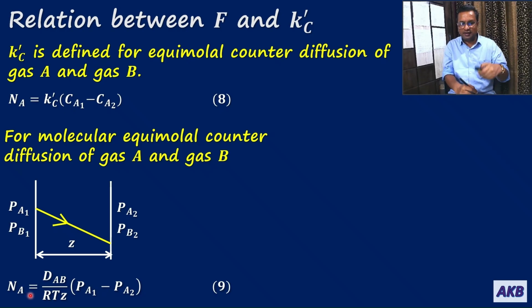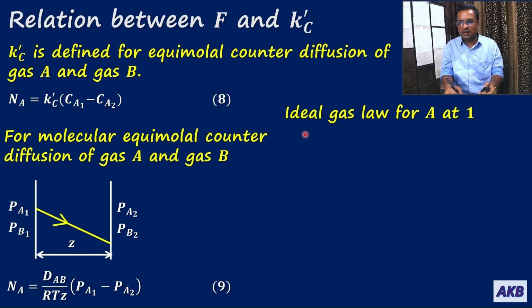Again, I have derived it in my discussion on molecular diffusion through gases. So the equation is Na = DAB/(RTZ) × (Pa1 − Pa2). I will call it equation number 9. Now, again we need to use the ideal gas law because Pa1 has to be converted to Ca1 and Pa2 has to be converted to Ca2. So for that we will have to apply the ideal gas law for A at 1 and 2.